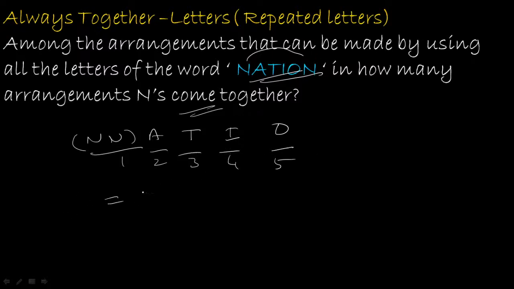These 5 letters can be arranged among themselves in 5 factorial ways, isn't it? And the 2 letters N can be arranged in only one way. No need to write that. Your final answer is 5 factorial.